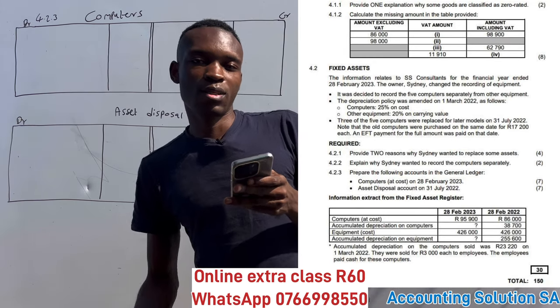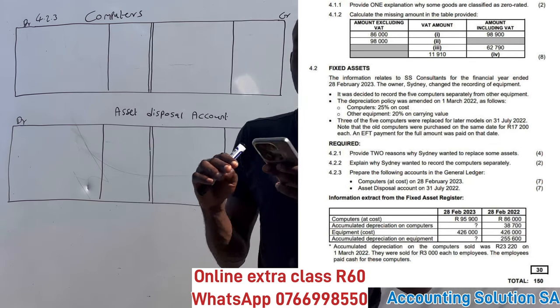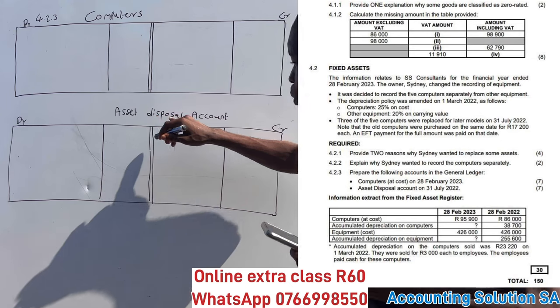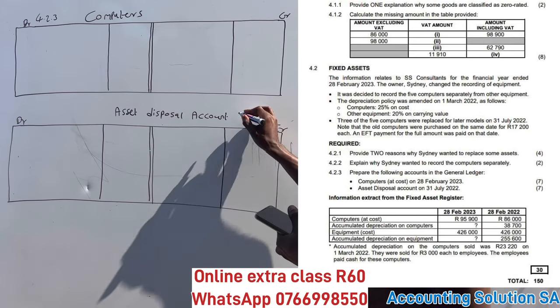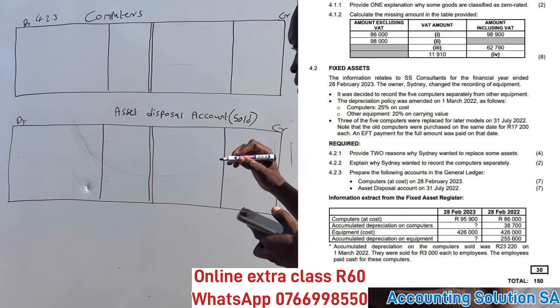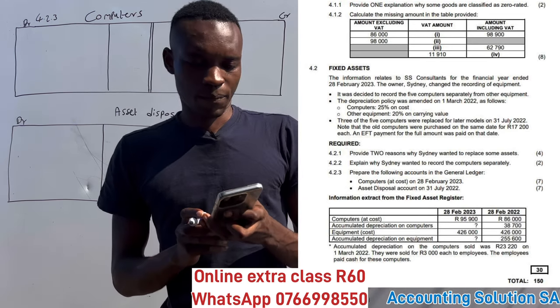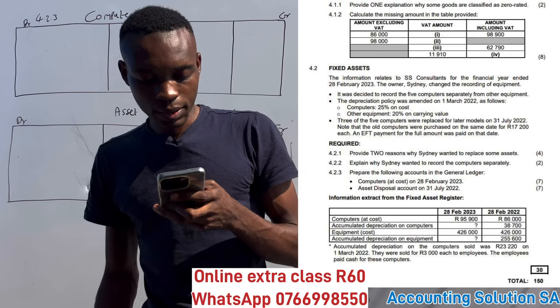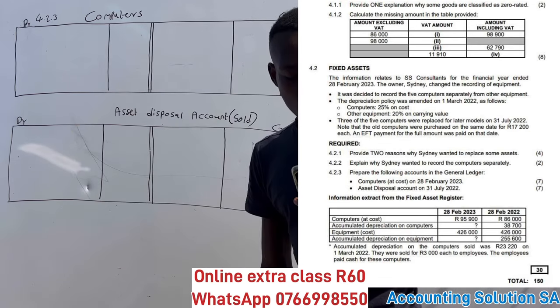So in other words, they replaced 3 computers. The 3 computers are the ones that have been sold. Remember, when we talk about the disposal account, this is the account for only sold assets. Simple as that. Now let's proceed with the information.